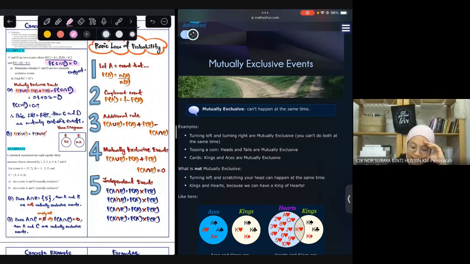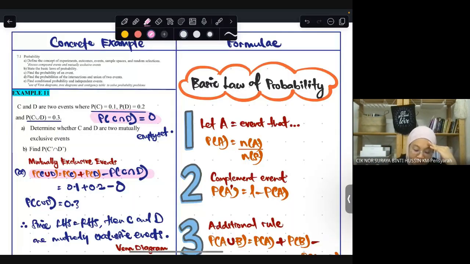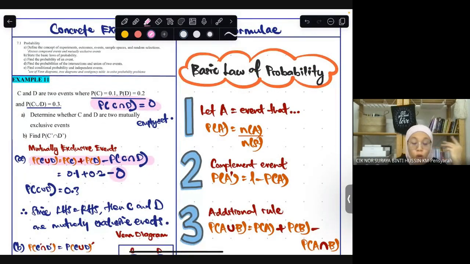And then tossing a coin, a head or a tail, they are mutually exclusive. It literally just means they cannot happen at the same time. That is all you need to understand. Therefore, the probability of intersection is always zero. That is all that mutually exclusive event means. That's all that you need to understand.